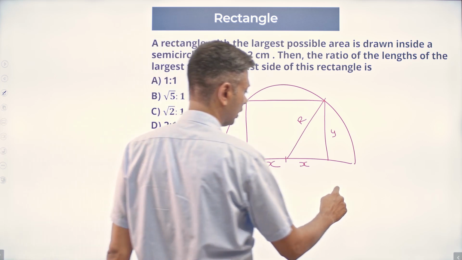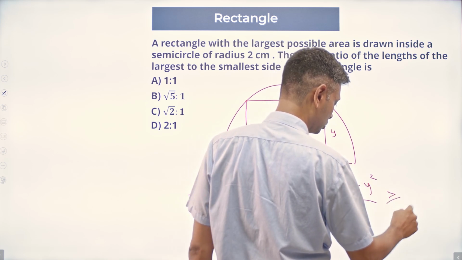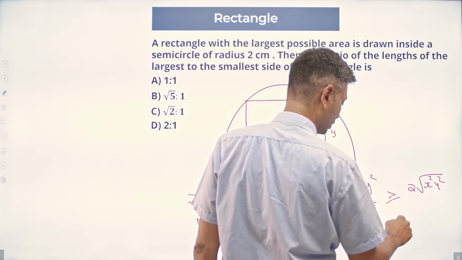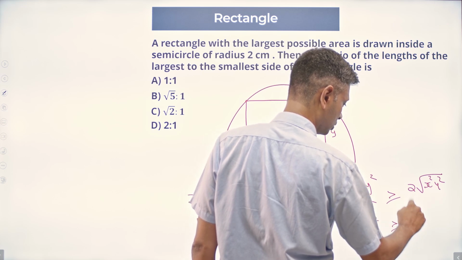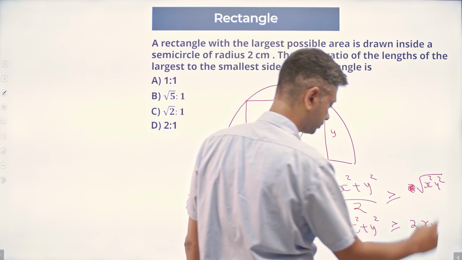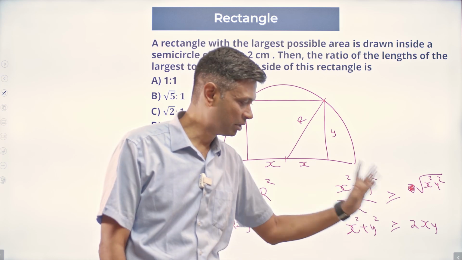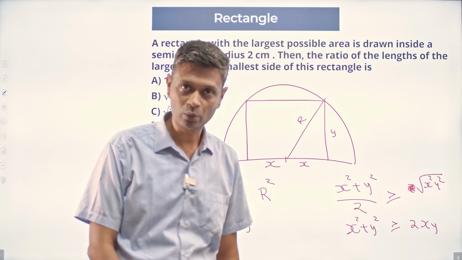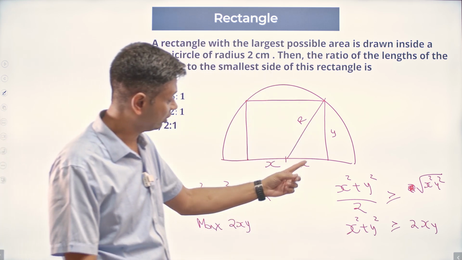And so we know that x square plus y square by 2 is greater than or equal to root of x square y square, or x square plus y square is greater than or equal to 2xy. x minus y whole square is greater than or equal to 0. Arithmetic mean is greater than or equal to geometric mean. We simplify, we get that. They're equal. That's when the maximum xy happens, when x is equal to y. This whole roundabout mechanism tells us that area will be maximum when x is equal to y.